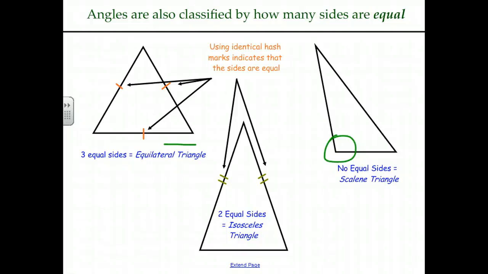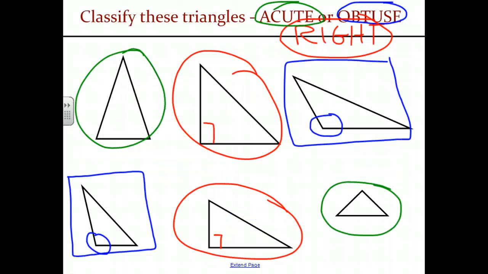This equilateral triangle, as with all equilateral triangles, is an acute triangle, and an isosceles triangle can be acute or obtuse, like a scalene. It could also be a right triangle in certain circumstances. So you can classify triangles according to how many sides they have that are equal, and according to the types of angles that they have, acute or obtuse.